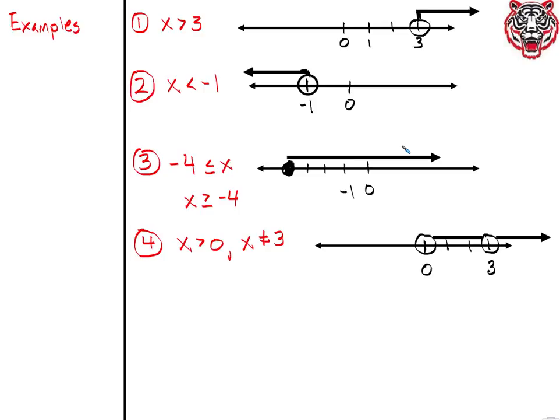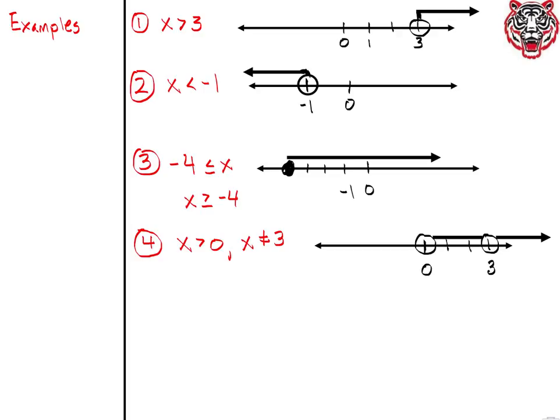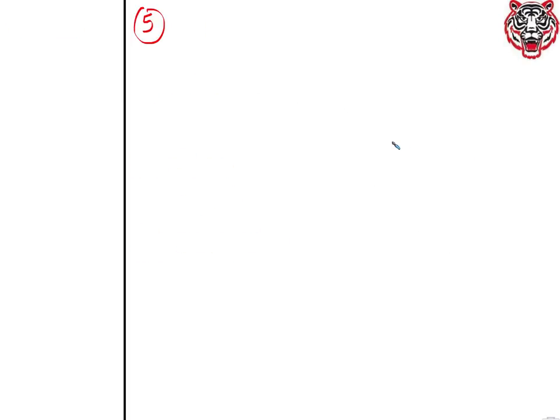So I want to do at least 2 more examples. I'm going on to the next slide. This is still under the title examples. You don't have to rewrite it. What number are we on? We were just on 4, so we're on 5 now.